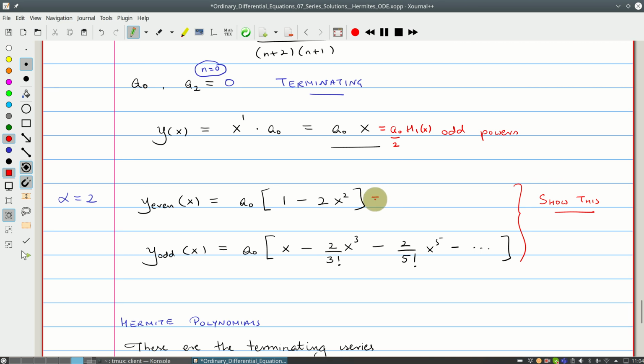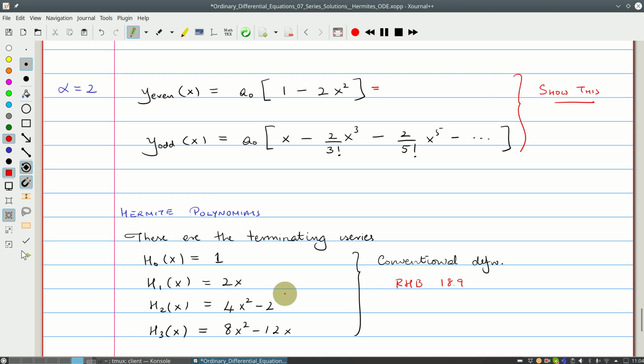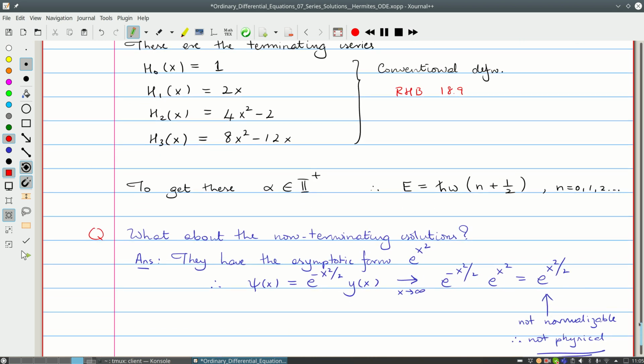And for alpha is equal to 2, let's see what this one is. H2 is defined to be 4x squared minus 2. So this thing is equal to minus a naught over 2 times H2 of x. Okay, so our terminating series are then proportional to these Hermite polynomials. And these are the ones used in the solutions of the quantum harmonic oscillator. So to get these Hermite polynomials, alpha must be a positive integer including 0, and in which case our energy states are given by h bar omega times n plus a half, where n is 0, 1, 2, etc.